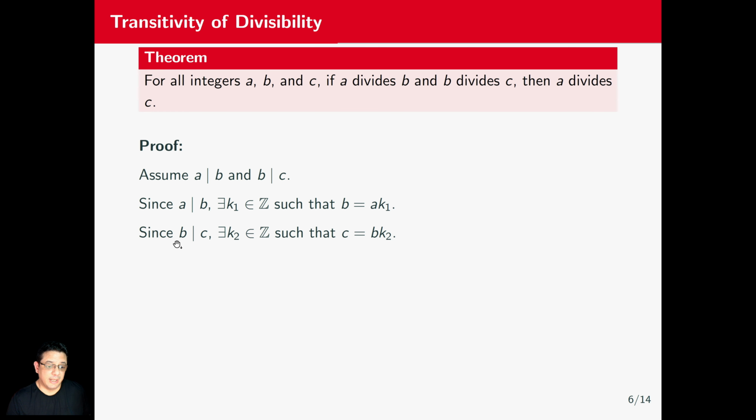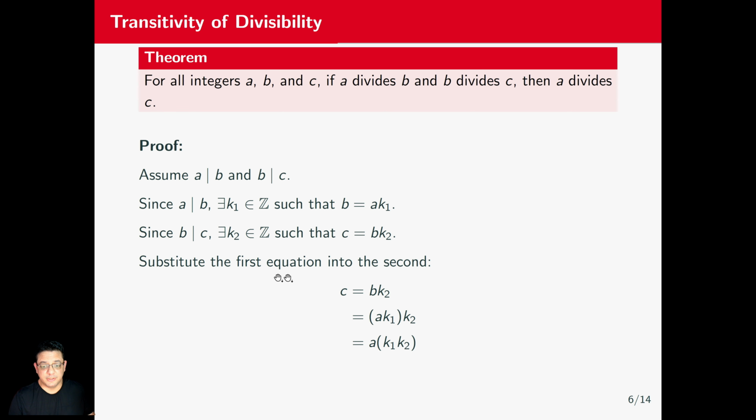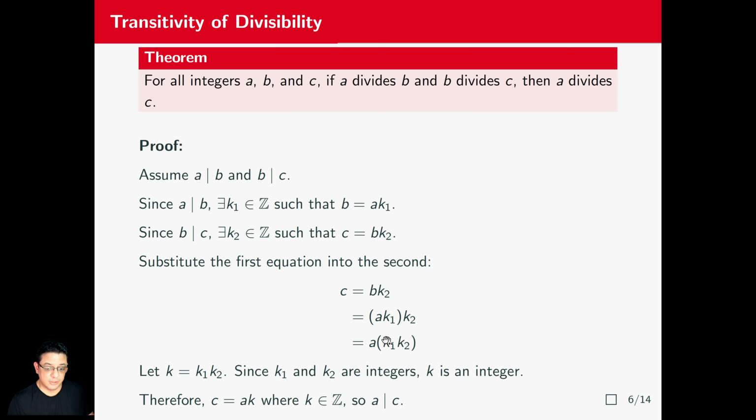And now, having those, we can substitute in the first equation. We can take c is b k2, but now we know that b is a k1, so we replace it, and now we can see c as a k1 times k2. This is going to be an integer, as a multiplication of integers, and so we can see c as a k, so that's going to mean that a divides c.